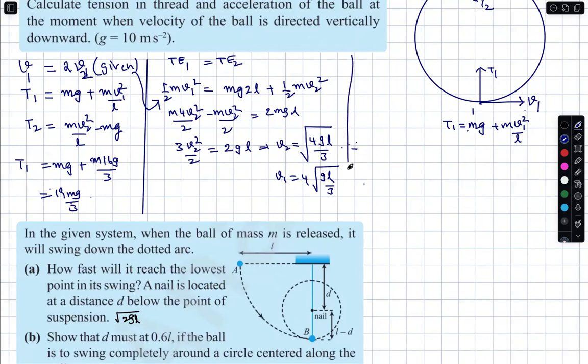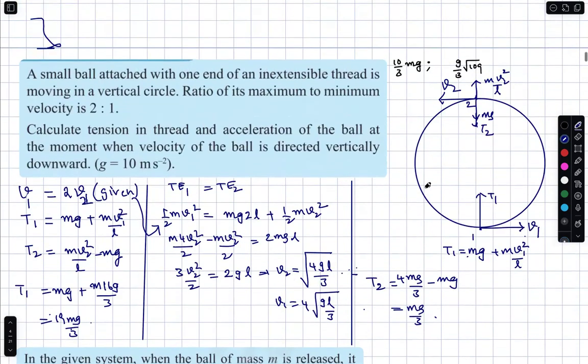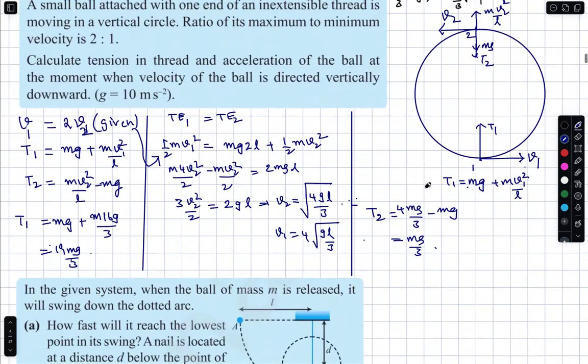T1. T2 is mv2 square by L, which is nothing but 4mg by 3 minus mg. What you will get? So you should get that, right.